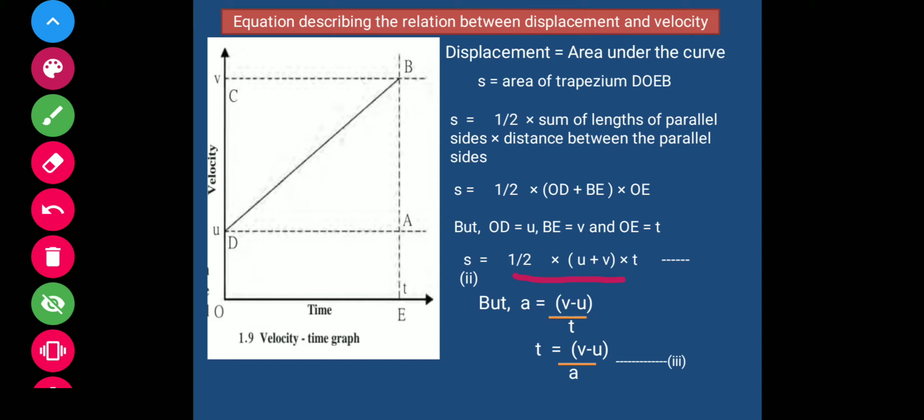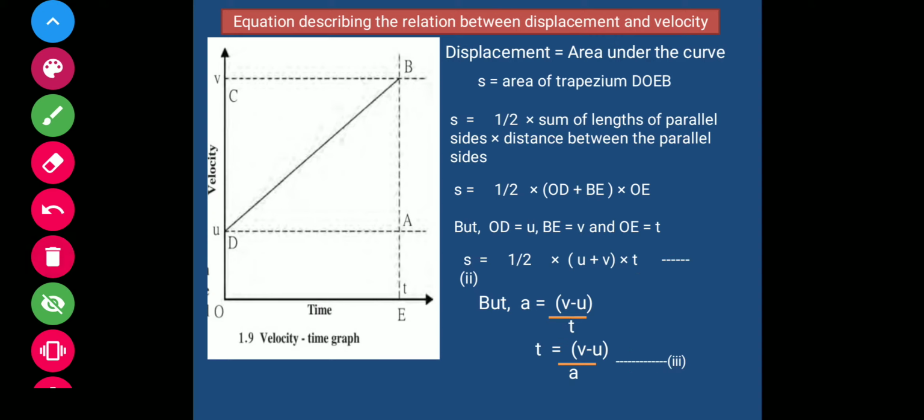But we know what acceleration is. Acceleration is final velocity minus initial velocity upon time t. So t is equal to final velocity minus initial velocity upon a. We shift t and a in the division, and we get the value of t, and this value of t we are putting in this equation.